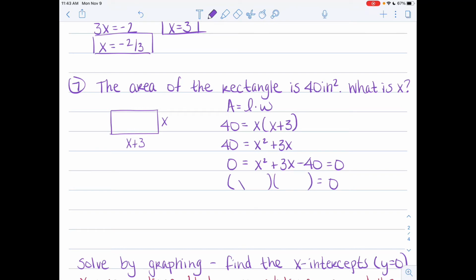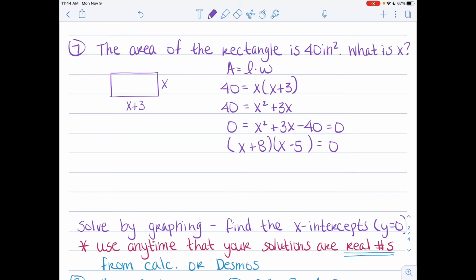And I'm going to come up with x in the front, a +8, and a -5. I need two factors that multiply to be a -40, but add to be a +3. Using the zero product property, I have x plus 8 is equal to 0, or x minus 5 is equal to 0, leaving me with x equals -8, or x is equal to 5.